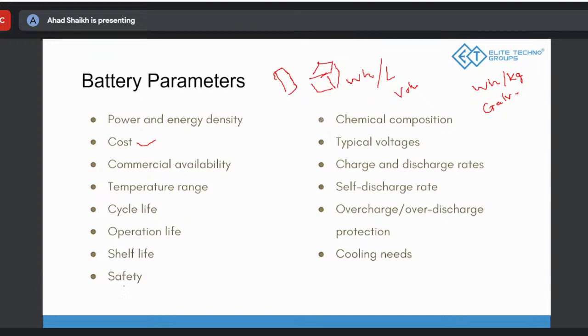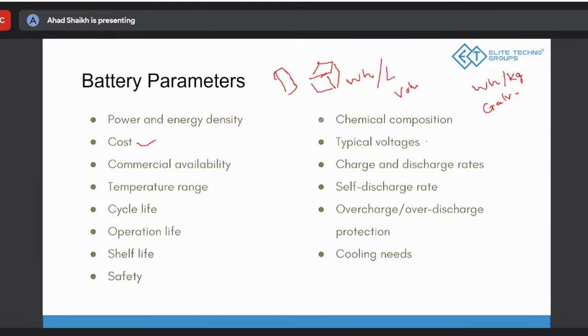And does it release some kind of toxic gases or such things? Those things have to be seen while selecting batteries. Then chemical compositions, as we have already discussed in the commercial availability of that. So there are different chemical compositions of the batteries.